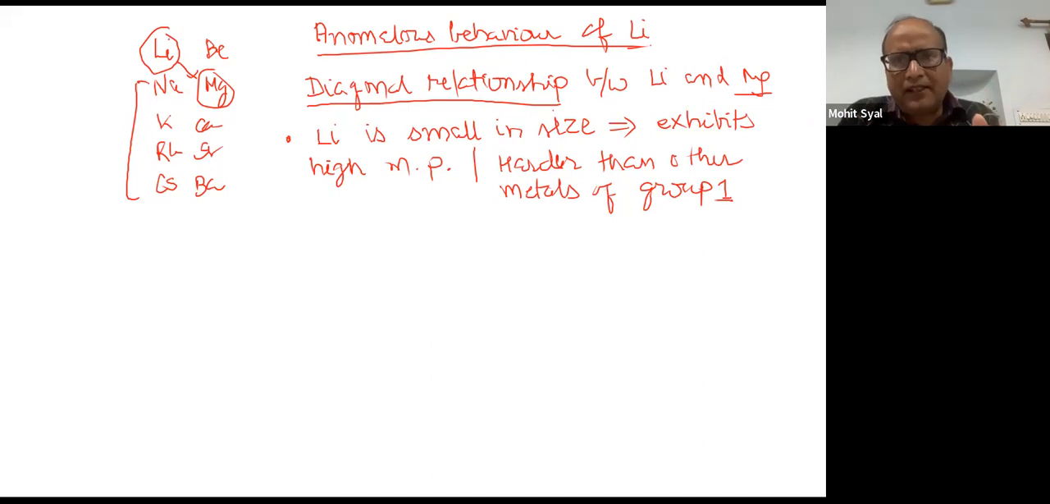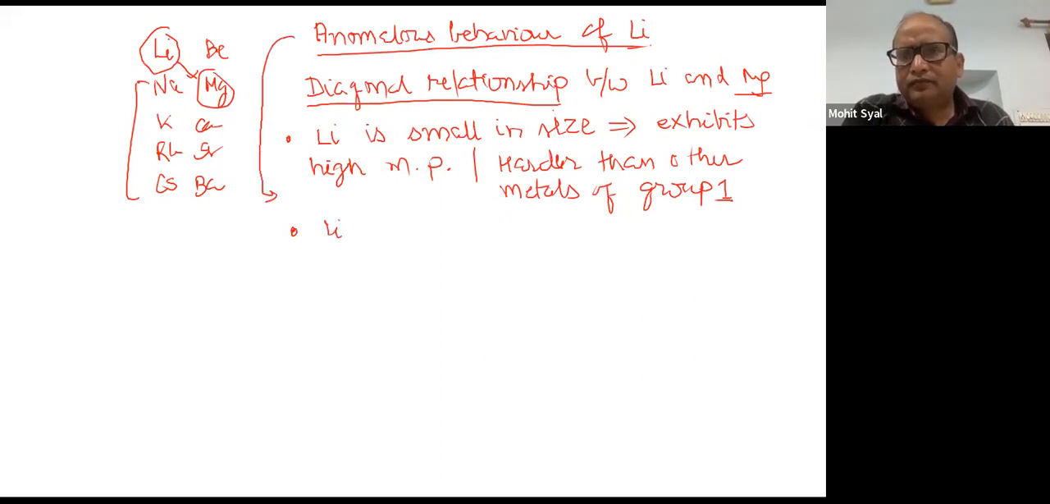Okay, cesium we have seen. The melting point was only 28.5 degrees. Okay, that was around room temperature. It melts in our hand only. Okay. So another thing, which is also related to the same thing, is the anomalous behavior of lithium, which we are discussing right now.